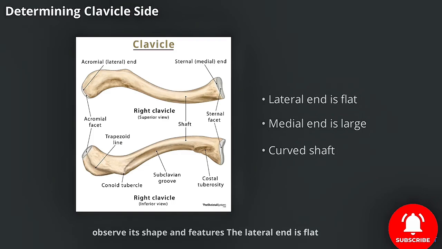Observe its shape and features. The lateral end is flat, while the medial end is larger and quadrilateral. The shaft curves convex forwards in the medial 2/3 and concave forwards in the lateral 1/3. Additionally, the inferior surface has a longitudinal groove in its middle third. These characteristics help anatomists and clinicians quickly determine the correct orientation of the bone.